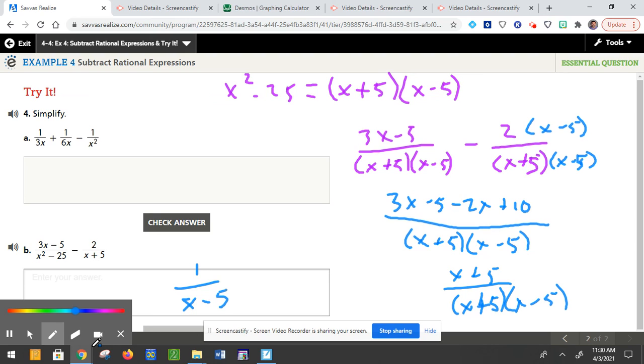In this case, the x plus 5s can cancel out. It's as if the x plus 5 in the numerator is its own term, and that would cancel out the x plus 5 in the denominator. So you're left with 1 over x minus 5. Let's look at the last example.